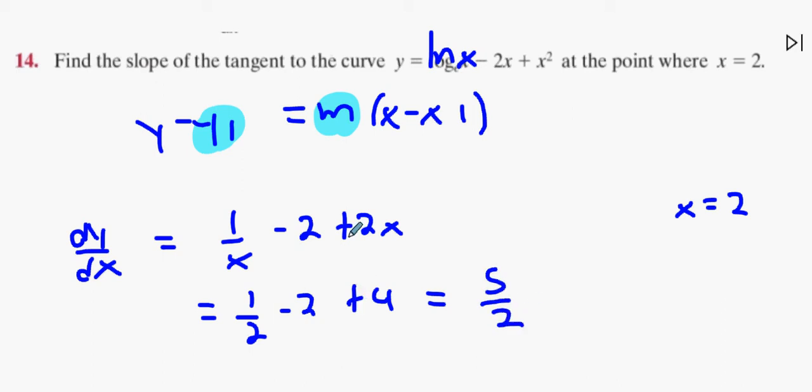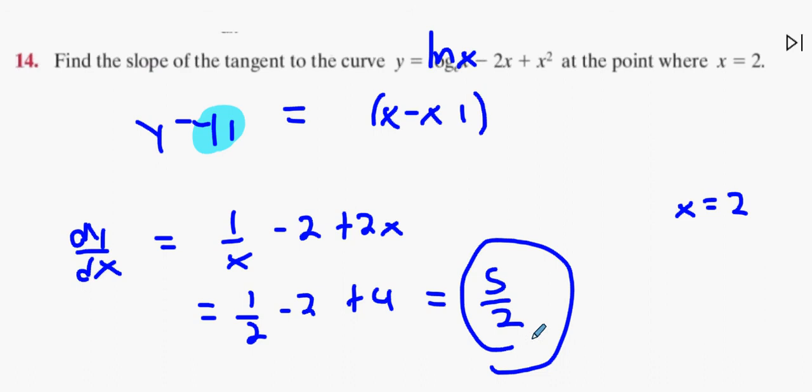Now that's not the answer to the question. That is one part of the answer to the question. Oh, sorry, the slope. It doesn't actually want the tangent. Alright, 5 over 2 is the answer for the slope.